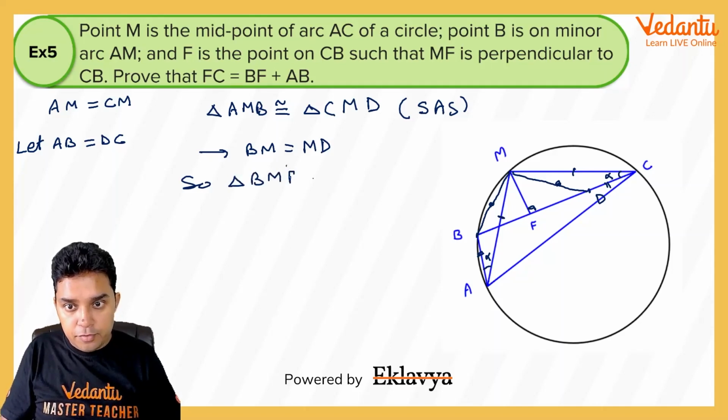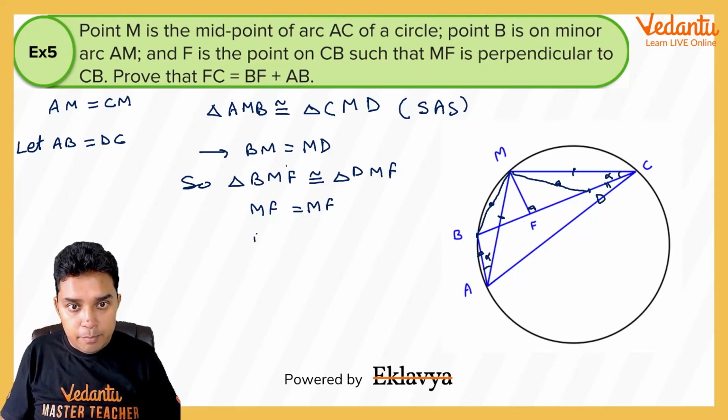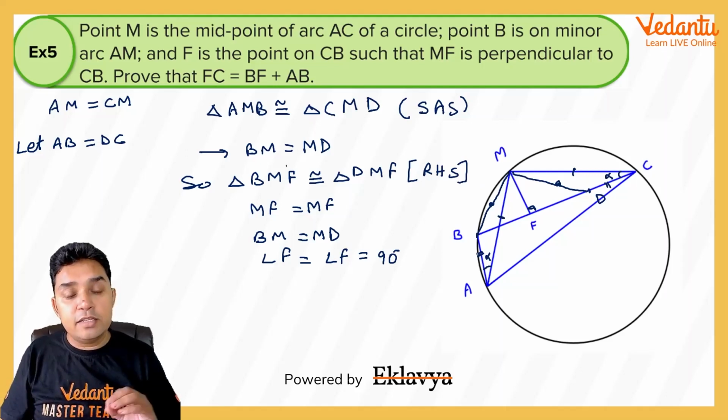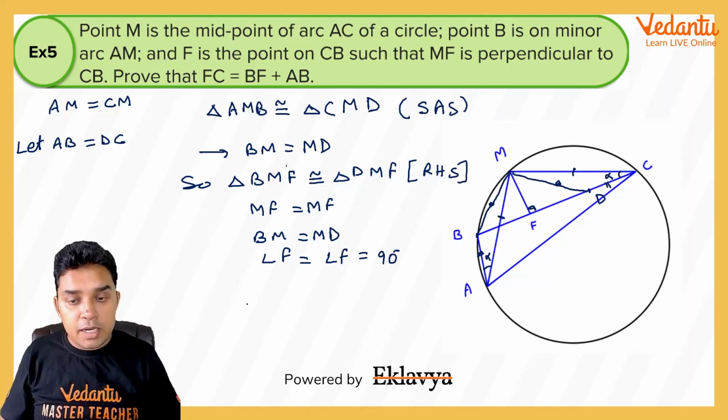And hence we can say triangle BMF will become congruent to triangle DMF. Why am I saying so? Because in these two triangles you can see MF is the common side, so they are equal, and BM is equal to MD, we have proved it, and angle F is equal to angle F is equal to 90. So from the RHS criteria, right angle hypotenuse side criteria, these two triangles become congruent, and hence their other corresponding sides should also be equal. So I can say that this BF will be equal to FD.